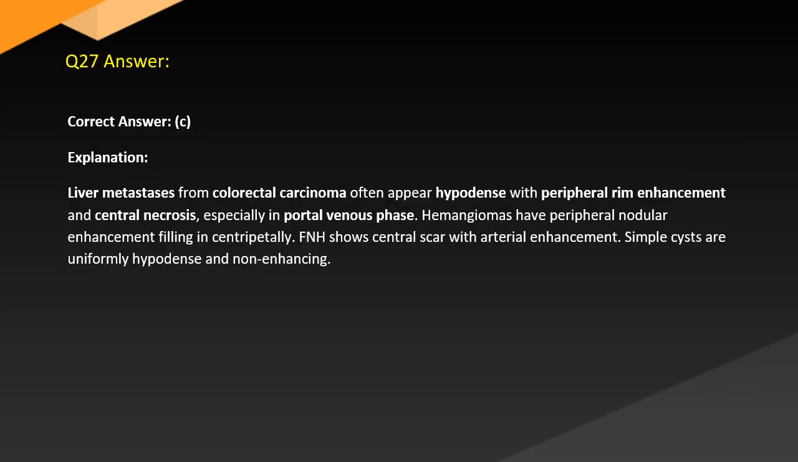Answer. Correct answer: C. Explanation. Liver metastases from colorectal carcinoma often appear hypodense with peripheral rim enhancement and central necrosis, especially in portal venous phase. Hemangiomas have peripheral nodular enhancement filling in centripetally. FNH shows central scar with arterial enhancement. Simple cysts are uniformly hypodense and non-enhancing.